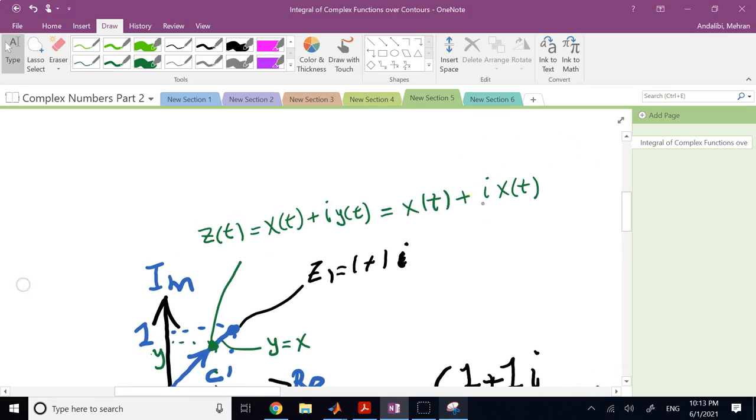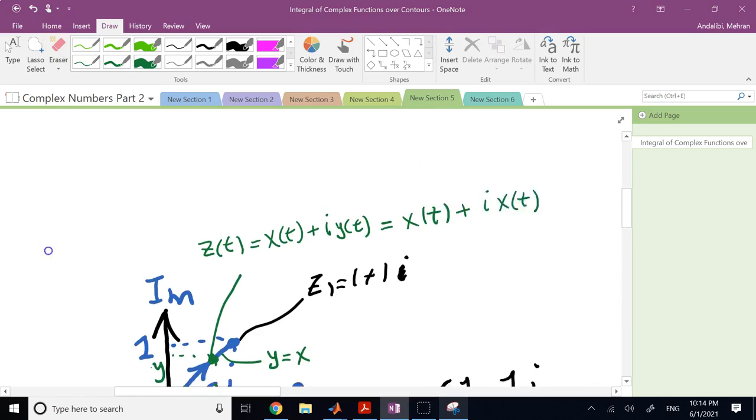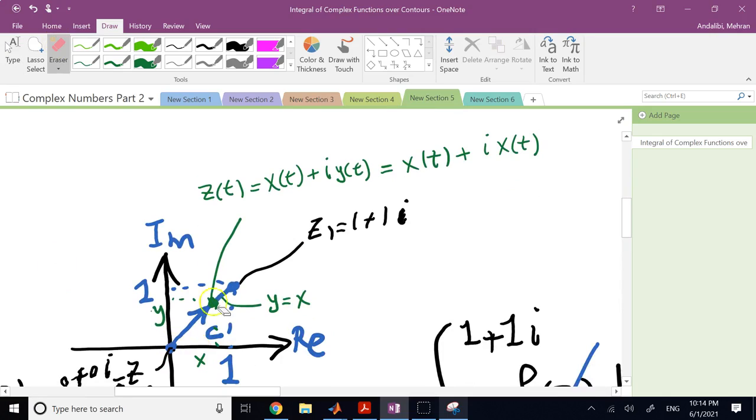And clearly, since x goes between 0 and 1, and y goes between 0 and 1, t here can go between... well, first let me write it that way. Now, before I talk about this, the question is, what would you choose x of t to be? Here is your choice. What do you want your function x of t to be?